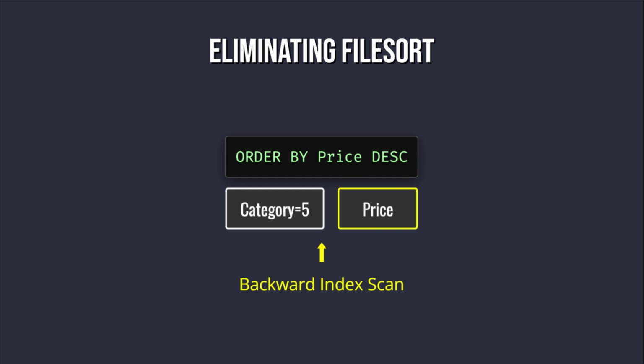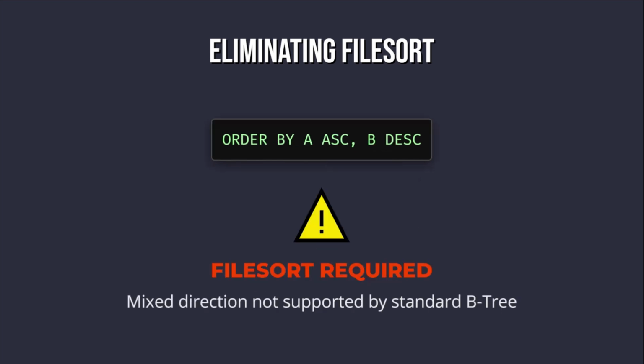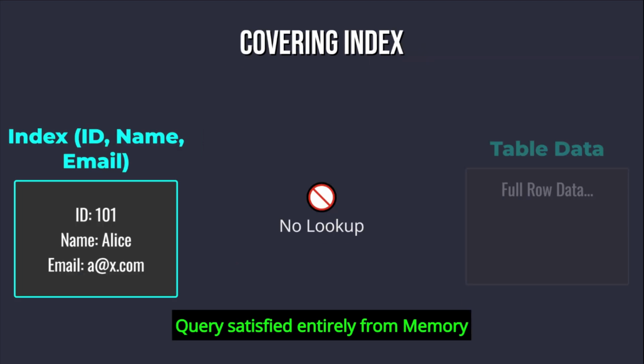If the query orders by price descending, the index can still be used, but the database scans the index backward. If the order by clause uses a column not covered by the index, or if the sort direction changes mid-index, for example, A ascending, B descending, a full file sort operation is required, negating the performance gain.